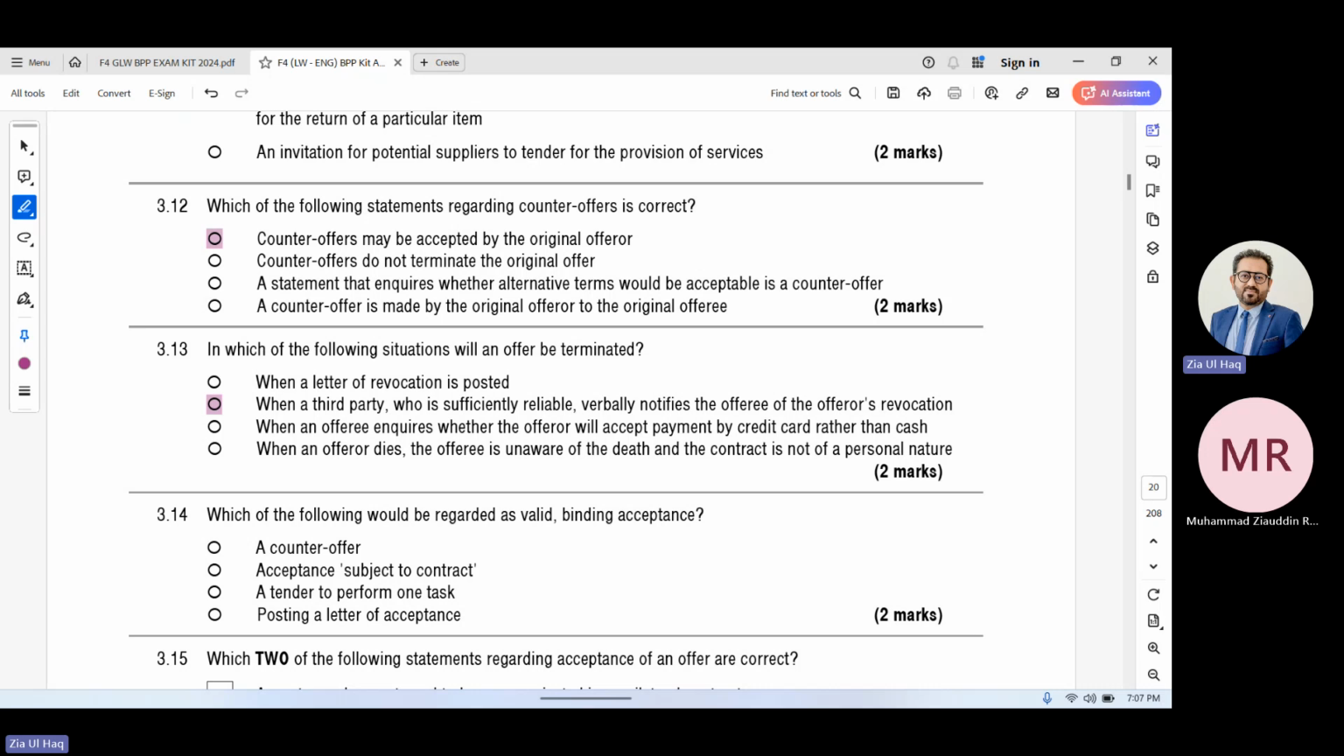A tender to perform one task. No, it's not a binding acceptance. Tender means you will offer something. In a tendering process, like I want to buy something, please send your proposal. So that will be an offer rather than acceptance. Posting a letter of acceptance. In the postal rule, when you have posted the letter, acceptance is complete.